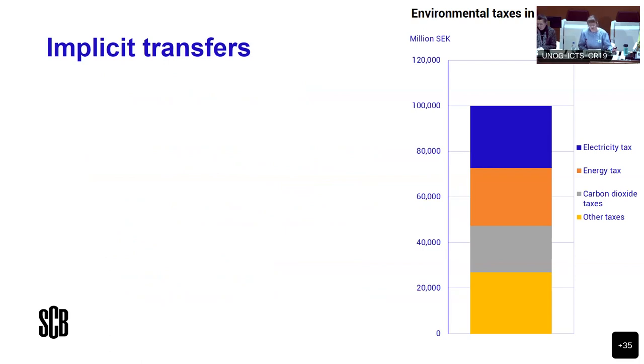So moving on to implicit transfers, I'd like to start with a snapshot of environmental taxes in Sweden. So you see here environmental tax revenues in 2020, and you see four blocks of taxes. In the bottom you have everything not related to carbon pricing, so mainly transport taxes. And then we have the grey area, and that's the carbon dioxide tax, and it was introduced in 1991 in Sweden. And then in orange we have the energy tax. So all fuel consumption or fossil fuel consumption in Sweden, they are both subject to the carbon tax and to the energy tax. And then on top we have the electricity tax.